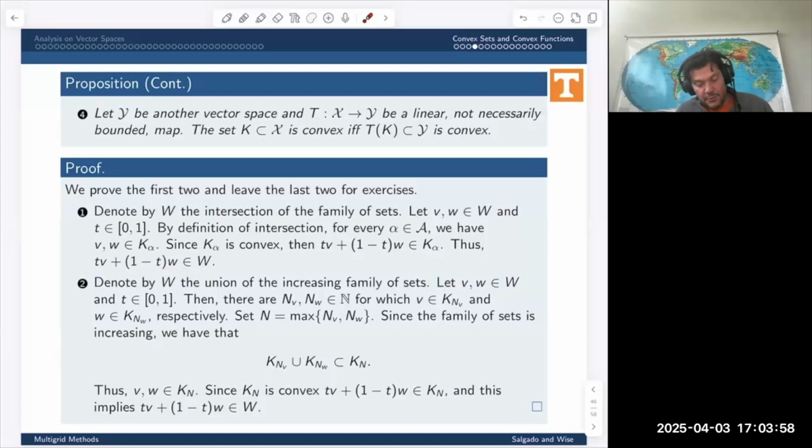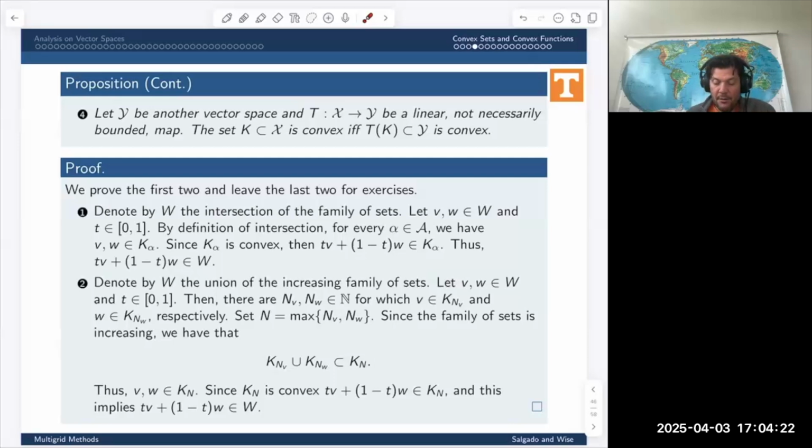Let's see if we can do two, because this one involves unions, but it involves an increasing family of sets. So let V and W be in the union, and t be any number between 0 and 1. All right, so to be in this union of sets, then we know the following.